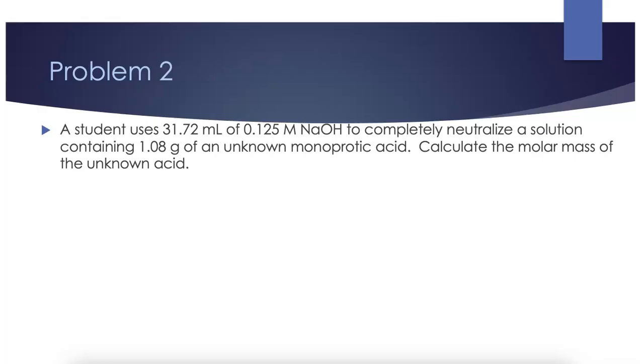A student uses 31.72 milliliters of a 0.125 molar sodium hydroxide solution to completely neutralize a solution containing 1.08 grams of an unknown monoprotic acid. Calculate the molar mass of the unknown acid. Now this one, we've got to think a little bit. I know the molarity and volume of the NaOH, but I only know the mass of the monoprotic acid and that it's monoprotic. Because it's one hydroxide in sodium hydroxide and a monoprotic acid, I do know that they're going to react in a 1-to-1 ratio. So that's a handy thing to know.